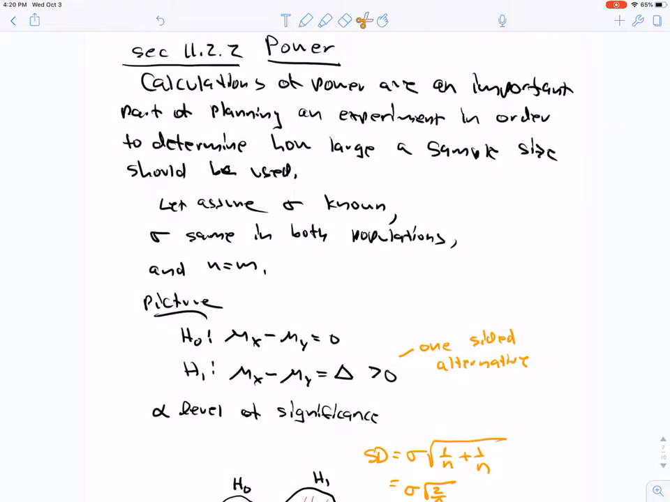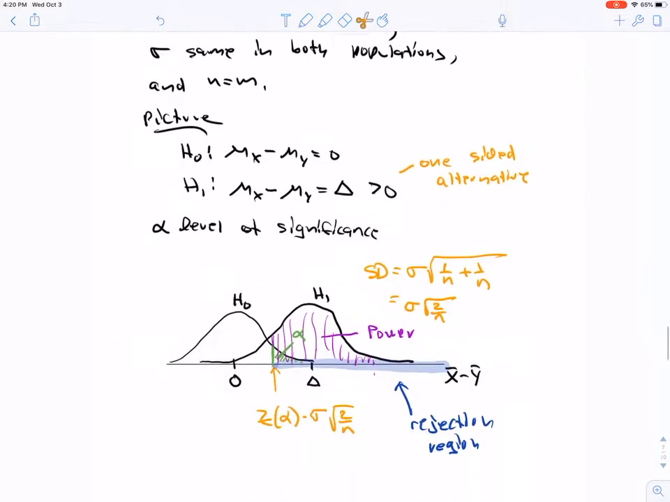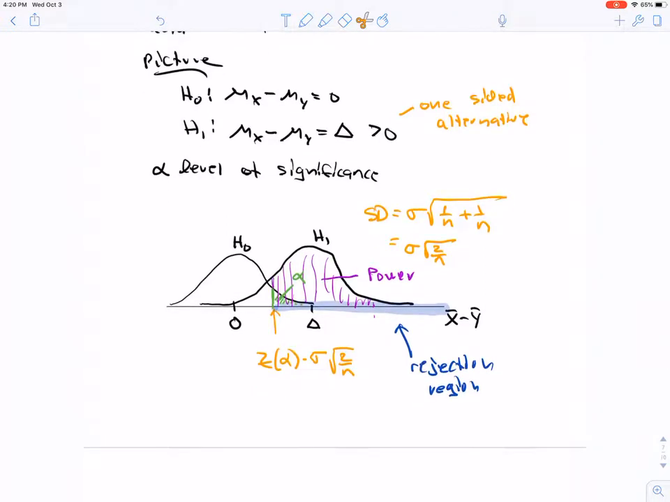Then we talked about power. So determining power is an important part of planning an experiment in order to determine how large a sample size you should use. So let's assume that sigma is known. Sigma is the same for both populations, and that n is equal to m, just to make things a little bit easier. So we have a one-sided alternative where mu x minus mu y is delta, which is some positive number.